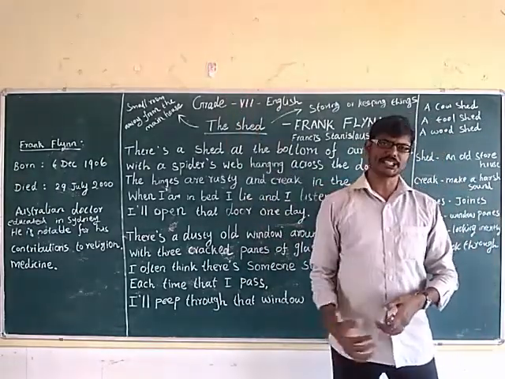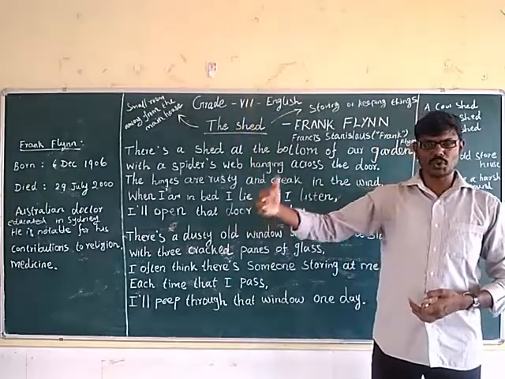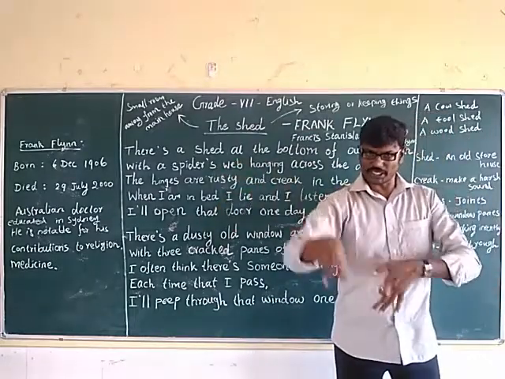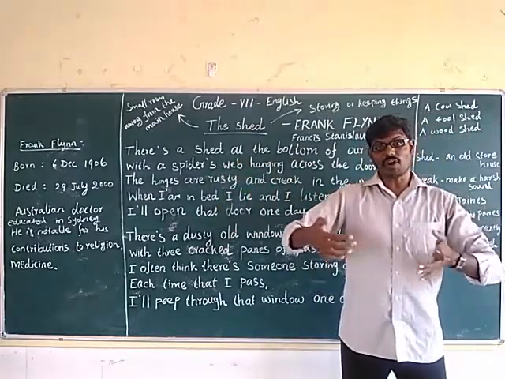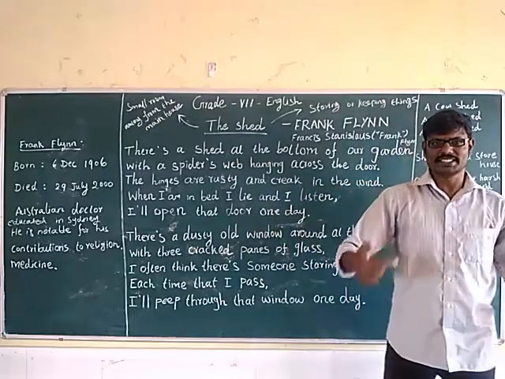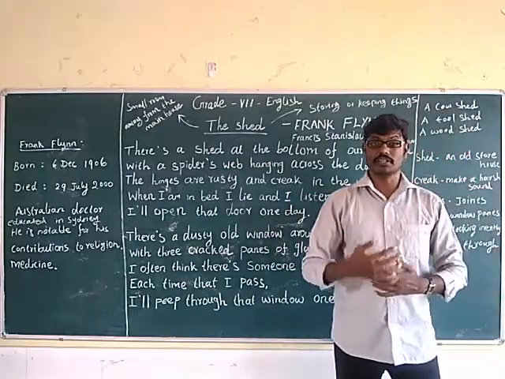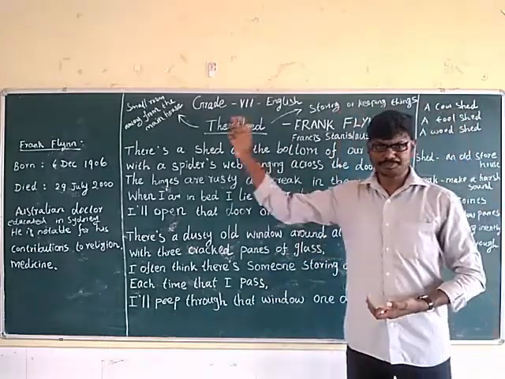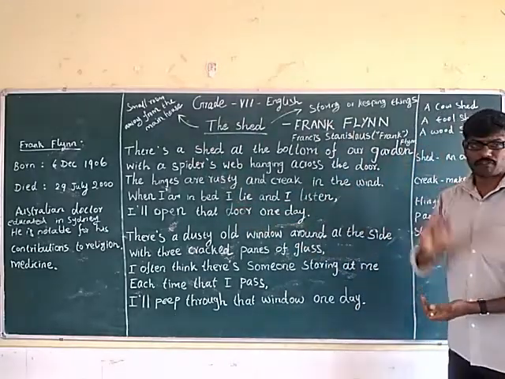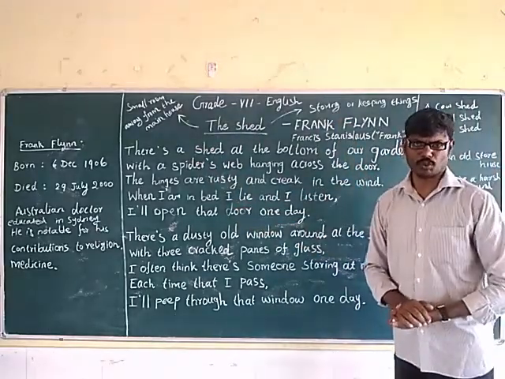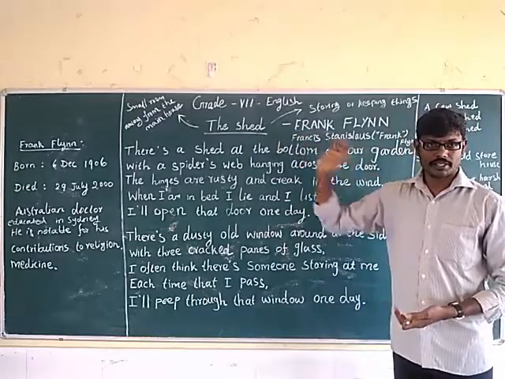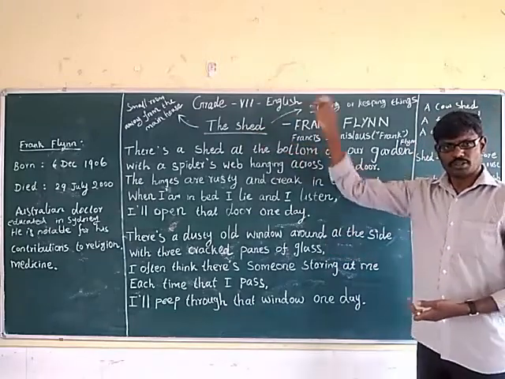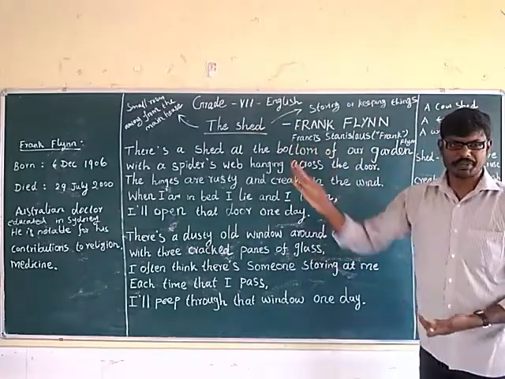So he was giving the description about the shed, and also he expresses his desire of getting himself into the shed, and what is obstructing him from getting into the shed, what his brother told about the shed. There are things which have been discussed by Frank Fry from the child's point of view. The speaker of the poem is a child. This is a narrative poem, and the whole poem has been narrated from the child's point of view.